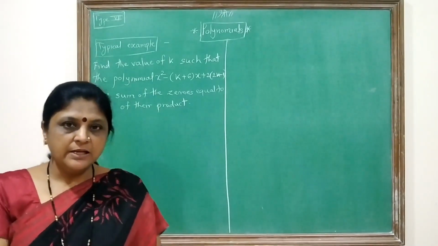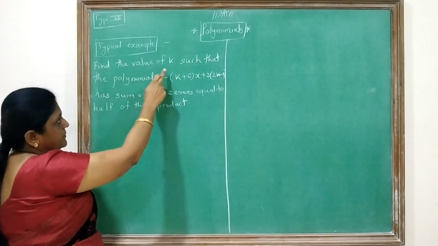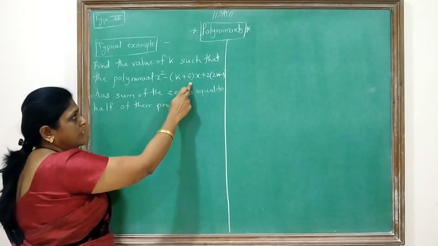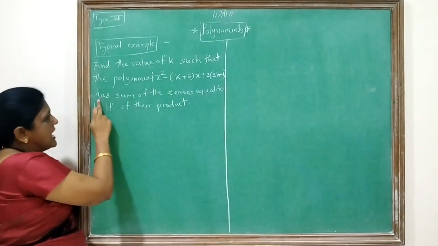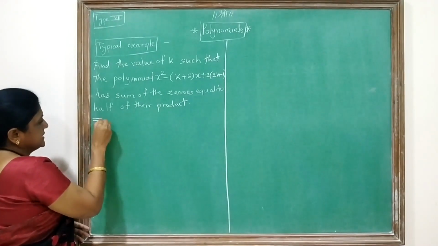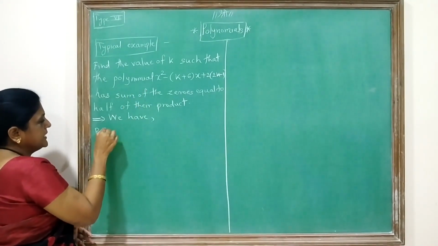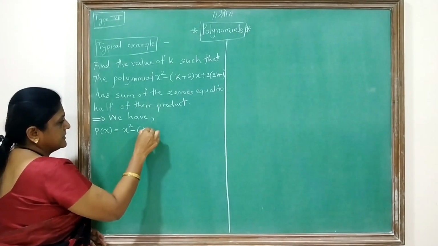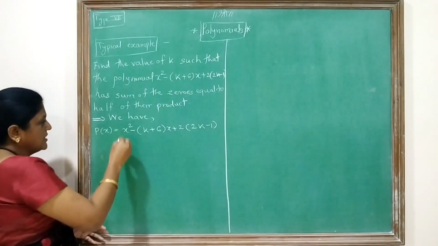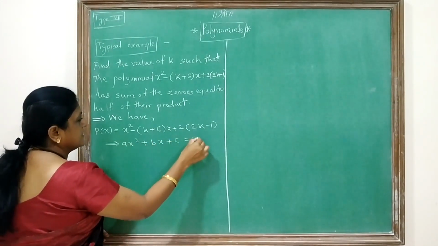Let's see one typical example. Find the value of k such that the polynomial x square minus (k plus 6) x plus 2 (2k minus 1) has the sum of the zeros equal to half of their product. Then, how to solve this example? First, you will write here p of x equal to x square minus (k plus 6) x plus 2 (2k minus 1). Its general form is ax square plus bx plus c equal to 0.